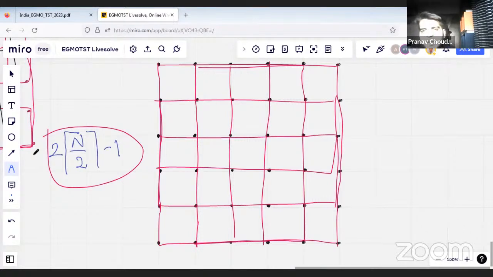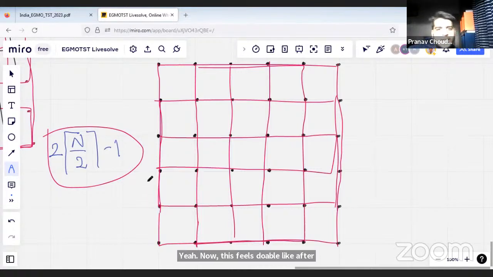Yeah, now this feels doable. After we show that each side should have at least n, we can probably show that there should be a rectangle that covers the whole board by doing the same idea.